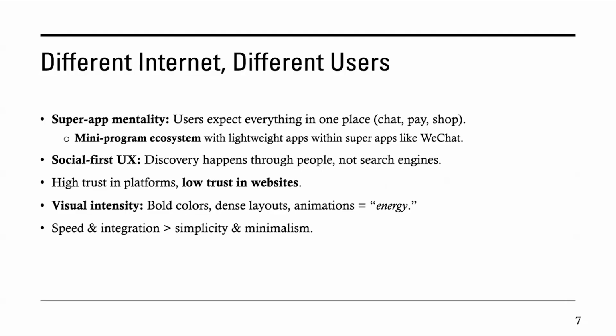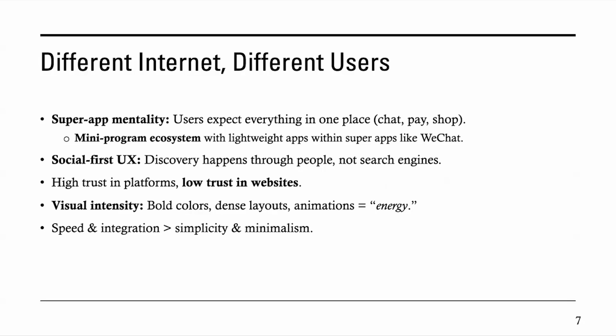The second point is that their user experience is social first rather than search engine first. For myself, and I think for the majority of you as well, the gateway to the internet is Google, right? Even if I want to go to Facebook, I would Google Facebook and then click on the first link that shows up, right? So for us, we use search engines more often, whereas in China, discovery usually happens through social media or through people themselves, right?